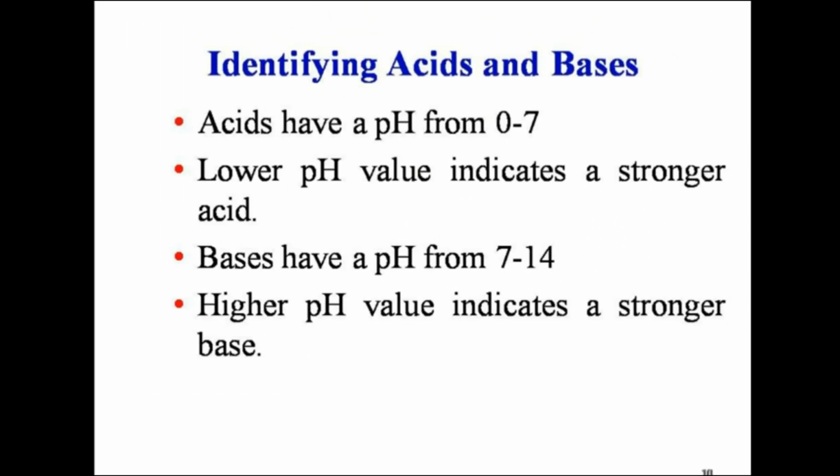How can we identify whether a given solution is an acid or a base? So these are some categories by which we can identify it. The first one is that an acid will have a pH ranging from 0 to 7. I will explain what pH is afterwards. And a lower pH value indicates a stronger acid. Bases will have a pH ranging from 7 to 14.